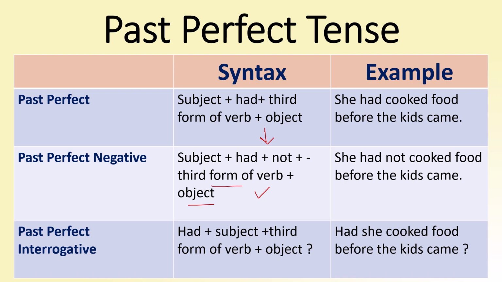For example, she had cooked food before the kids came. Now see the negative: she had not cooked food before the kids came. So just by adding not, we have converted this sentence into the negative form. Now the past perfect interrogative: first had, then the subject, then the third form of the verb, and then the object. Had she cooked food before the kids came? And then the question mark.